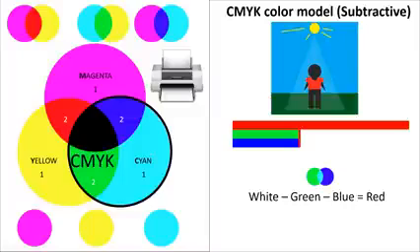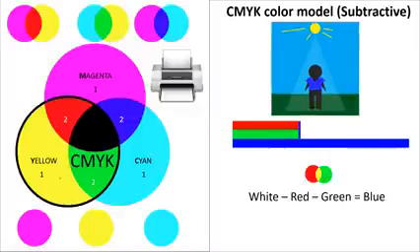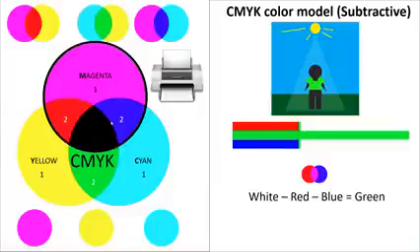Now let's look at our blue shirt example. Here, blue subtracts red and green, as well as yellow, which is made by combining red and green. Same deal for green, subtracting red, blue, and finally magenta.